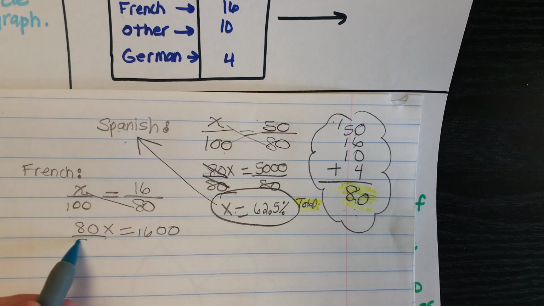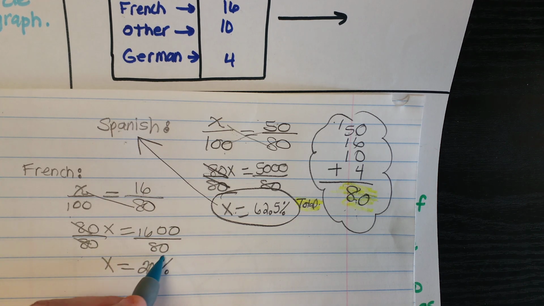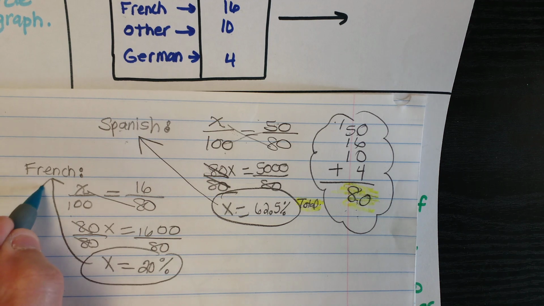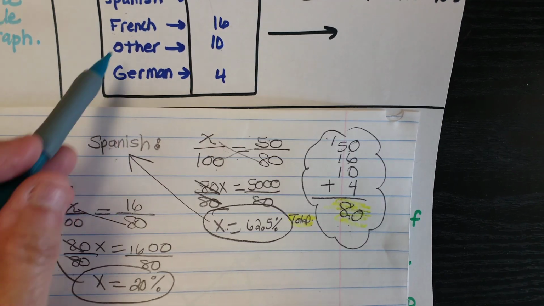To solve for x, we're going to divide both sides by 80. And x should equal, let me see here, 20. So that's going to be 20% for French. Okay, we got 2 more to do. Let's do the other category.